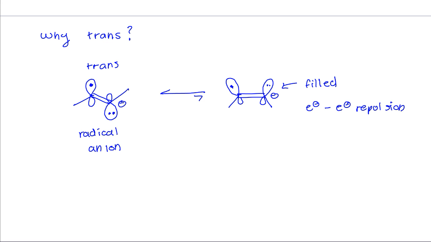One other thing we can think about is something we've seen before, thinking about the stability of a trans double bond versus cis. In this case, we also have some steric interactions because we have this methyl group and this methyl group that are very close to each other. So not only do we have the electron-electron repulsion, we also have some steric interactions that make it less favorable.